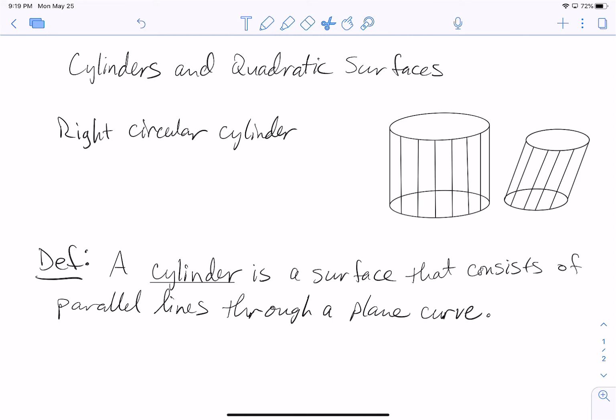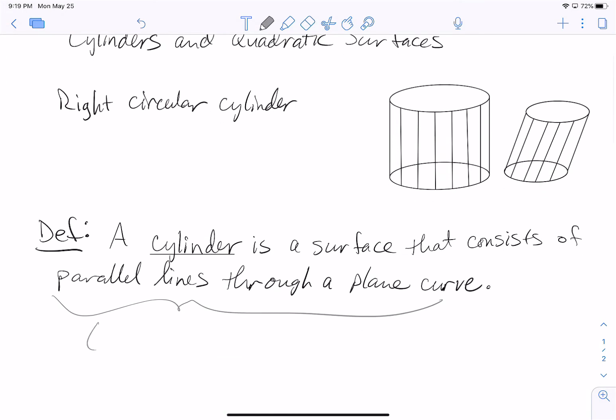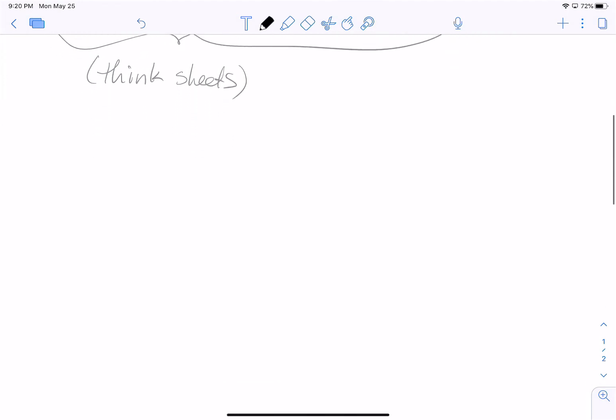A cylinder is a surface that consists of parallel lines through a plane curve. In the case of a right circular cylinder, the plane curve is a circle, and of course the parallel lines I was just talking about make up the walls of the cylinder. The plane curve, though, can be any number of curves, and it might be helpful to think sheets. As in, we can imagine a right circular cylinder being constructed out of a sheet of paper by joining the edges together and taping it or something. Before I get too far off topic, though, let's look at an example.